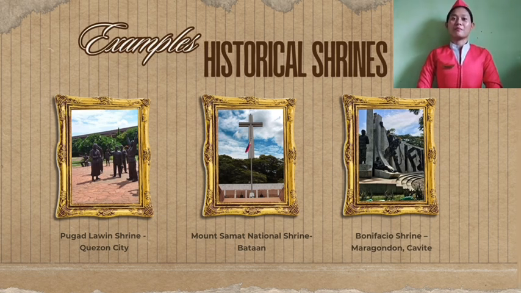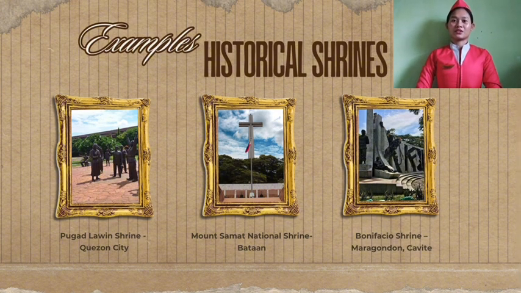Next is the Mount Samat National Shrine in Bataan. It honors the valor of Filipino and American soldiers during World War II, particularly in the Battle of Bataan. The shrine features the Dambana ng Kagitingan, or Shrine of Valor, which includes a large cross on Mount Samat. It serves as a memorial to the sacrifice made during the war.